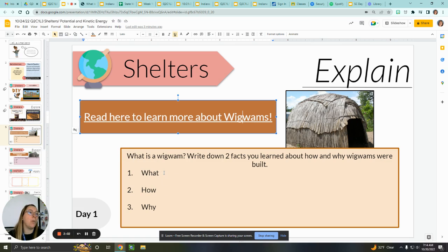and you're going to tell me what is a wigwam. Describe what it would look like. If I was blind and I don't know what it looks like, describe it for me. Is it long? Is it short? Is it tall, right? Is it shaped like a square, a rectangle, triangle, right? Give me descriptive words. How is it made? What did they use around them?